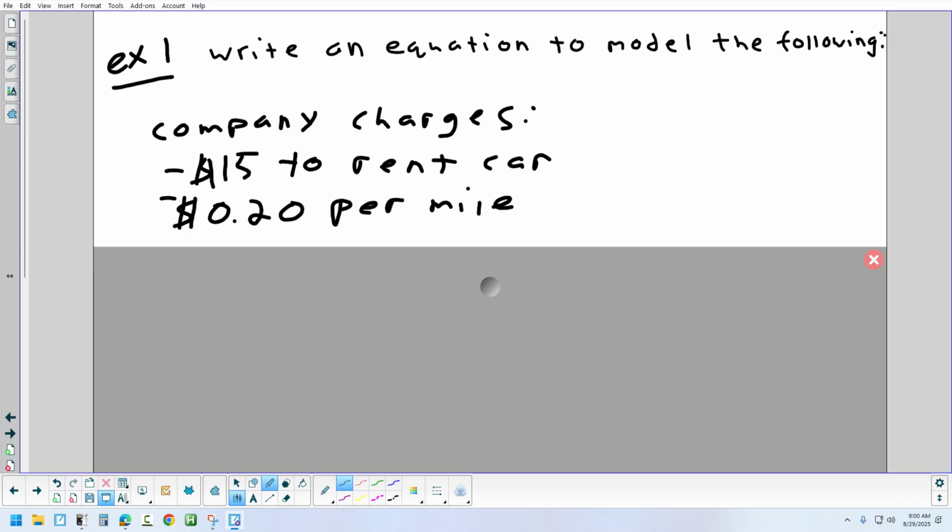First of all, how many variables do you think I'm going to need when I write this equation? Yeah? 3? Okay, what do you think the first variable is going to be?